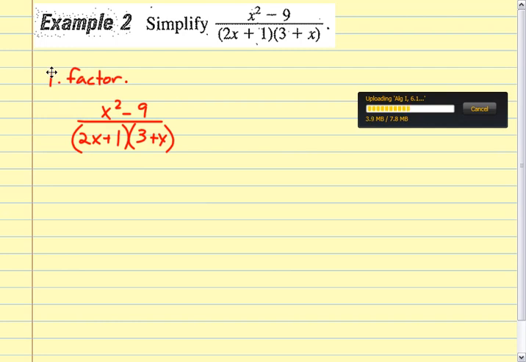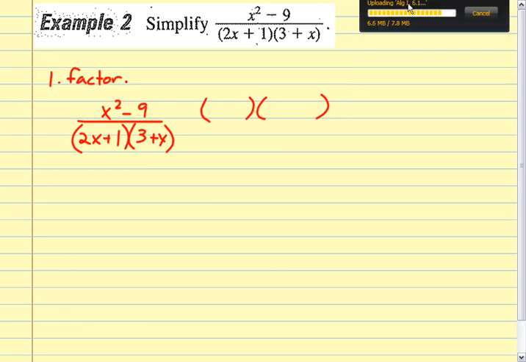X squared minus 9. They say no, but I'm wondering. What do you think, Dylan? Go back to that list. Remember that list? Can I take anything out? No. Count the terms. How many are there? 2. Look for the difference of 2 squares, and that's what this is. Okay? So, what do I get on top then? X minus 3 and x plus 3.